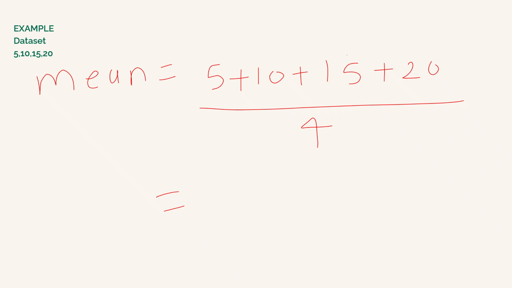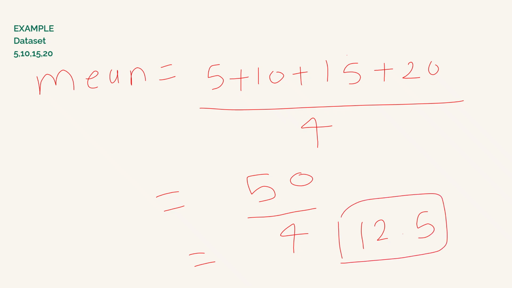So we are going to calculate the sum of these elements using the calculator. Plus 20 is 50, divided by 4. So 50 divided by 4 is 12.5. So the mean is 12.5.